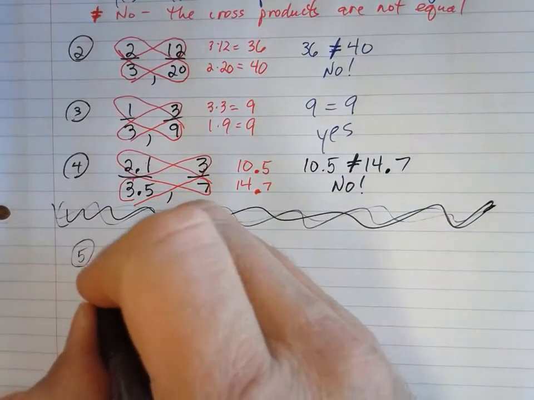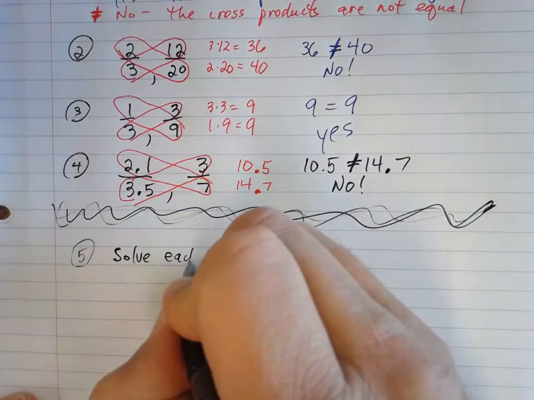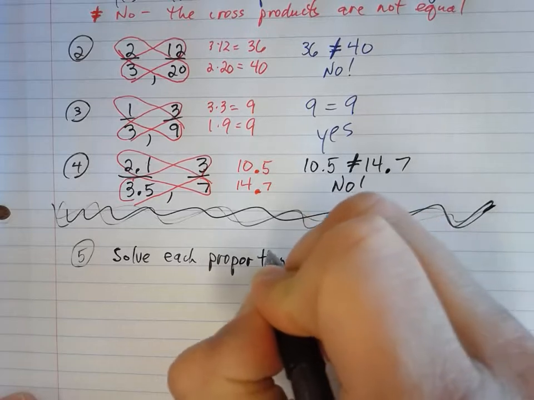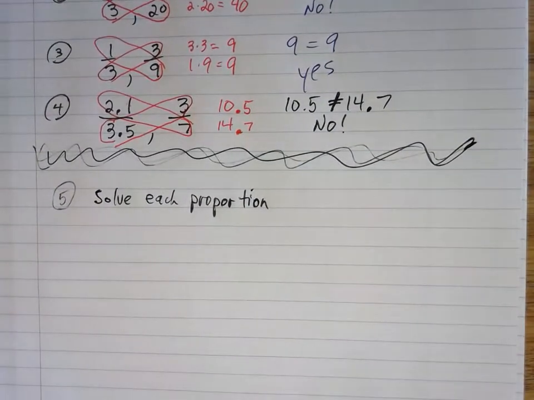All right, so the question is, we're going to solve each proportion. Okay, now when you solve a proportion, that means there's going to be a variable in there. There's going to be an x, a y, an n, or something, and of course that means you're going to figure out what that missing part is. All right, so if you're watching this video and you're actually listening to the words that are coming out of my mouth, this is where you can use a calculator to help you with some of these.